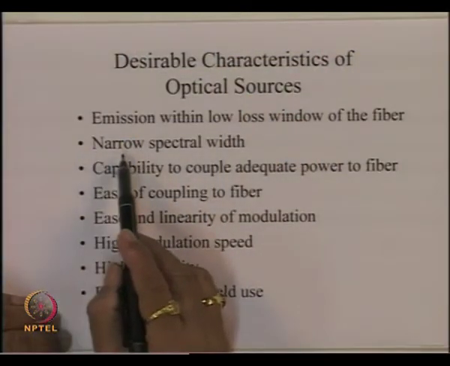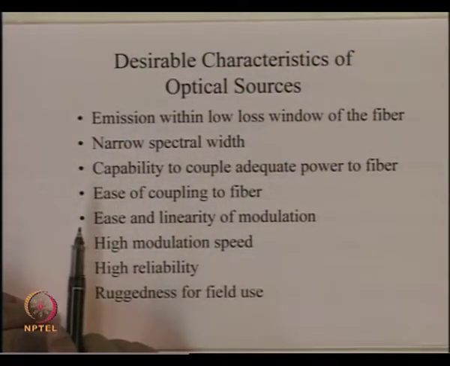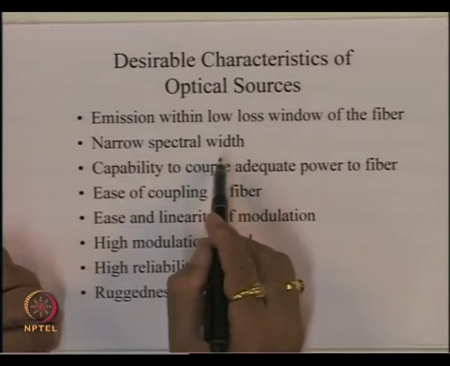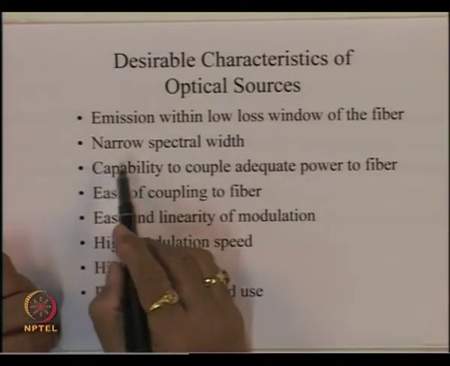The second requirement of an optical source is that it should have a narrow spectral width. This is an important aspect because we have seen that the signal distortion due to dispersion on optical fiber is directly proportional to the spectral width of the source. So the larger the spectral width, the smaller will be the data transmission rate on optical fiber. As a result, it is desirable that whatever optical source we identify must have as narrow a spectral width as possible.